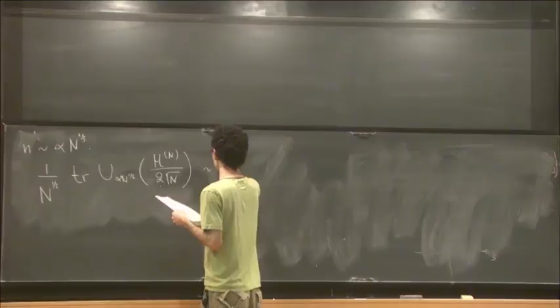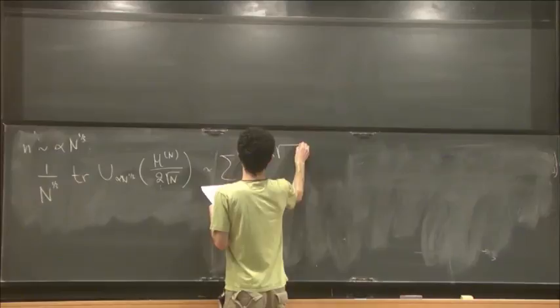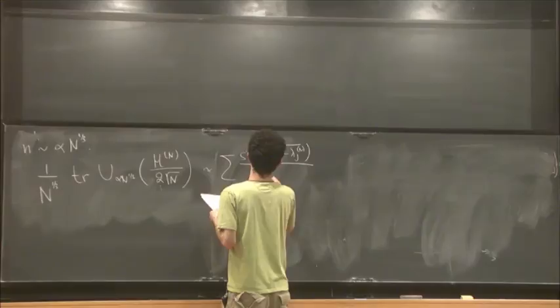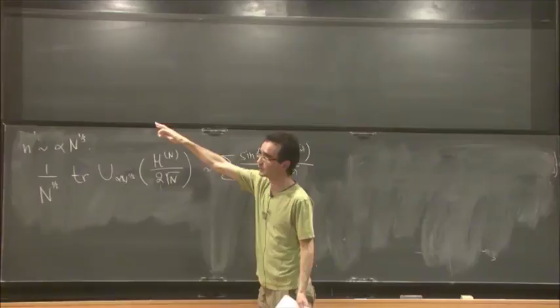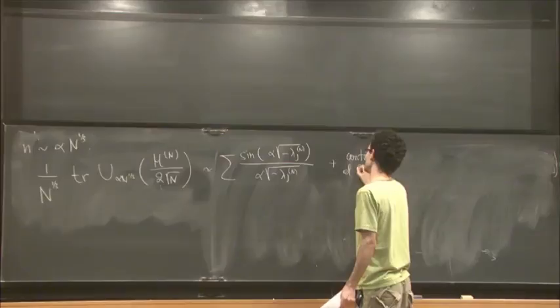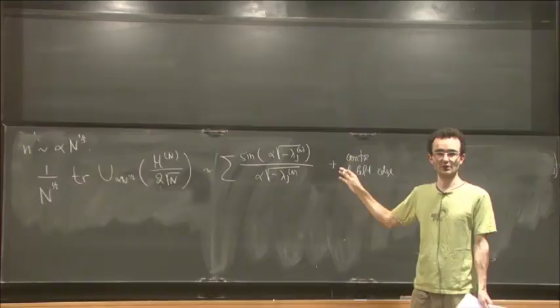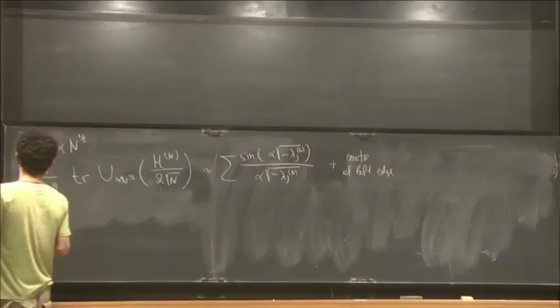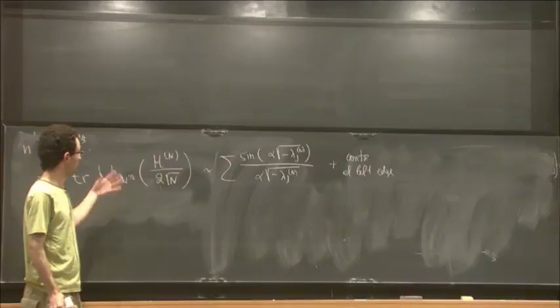to the sum of sine alpha square root of minus lambda j n divided by alpha square root of minus lambda j n, which is exactly the sine transform of the eigenvalues, plus a similar term, which is the contribution of the left edge of the spectrum, which is exactly of the same form, except that it has an alternating sign. Okay. So if we know how to study this transform or its moments, then we get the description.